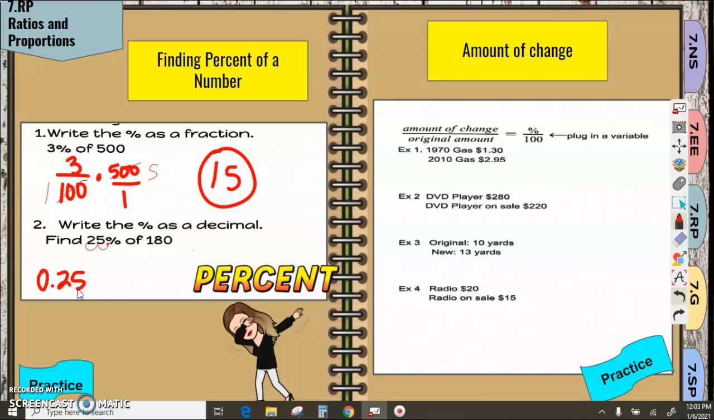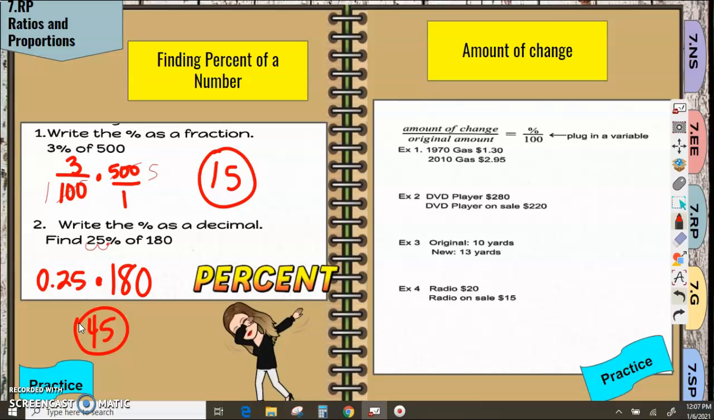That's 25 hundredths. Of means multiply 180. And now I'm going to multiply 25 hundredths times 180. Remember, when you're multiplying decimals, you do not line up the decimals. Just multiply like normal, and then move your decimal at the end. And we know that 25 hundredths times 180 is 45. So those are the 2 ways of how to find the percent of a number. You can write it as a fraction and then multiply, or you can convert it to a decimal and then multiply. Either way.